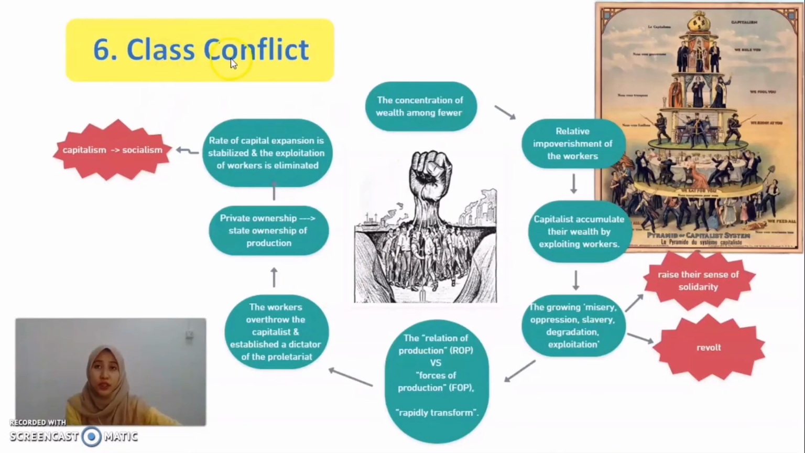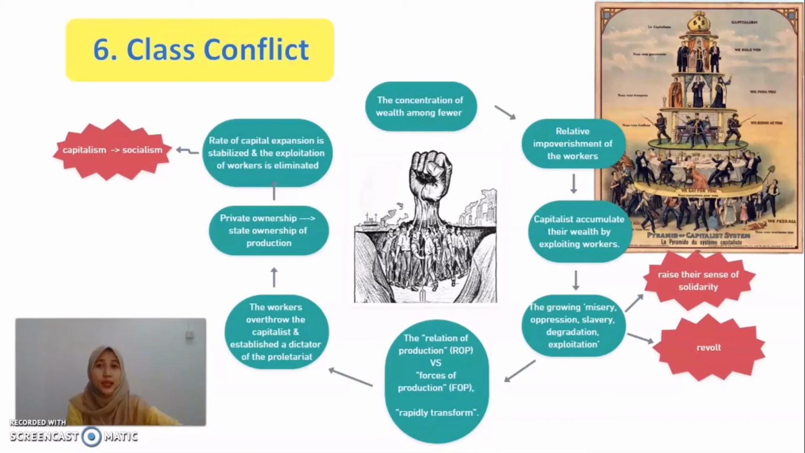Lastly is class conflict. There is a huge gap between the working class, the proletariat, the middle class, and the capitalists. First, as you can see here, the concentration of wealth is among the few. It means that wealthy people or capitalists are few, but there are a lot of people in the working class or proletariat who get poorer each day because of the exploitation. Thus, it creates relative impoverishment of the worker because the capitalists accumulate wealth by exploiting labor.